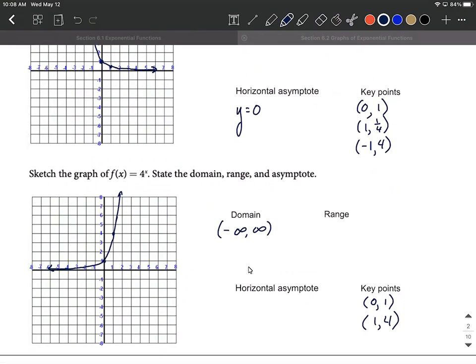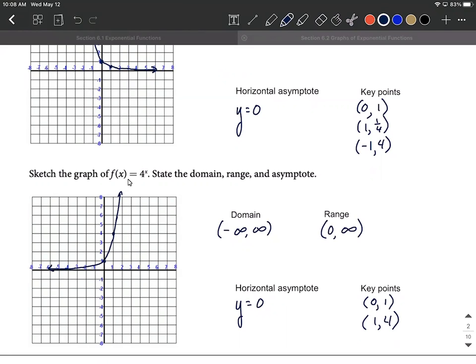The horizontal asymptote, this time we get close to the x-axis over on the left-hand side, but it's still y equals 0 for our horizontal asymptote. And then the range, it looks like we start at the x-axis, or almost at the x-axis, but we'll leave it out. And it increases without bound over on the right-hand side. It goes up to infinity over on the right.